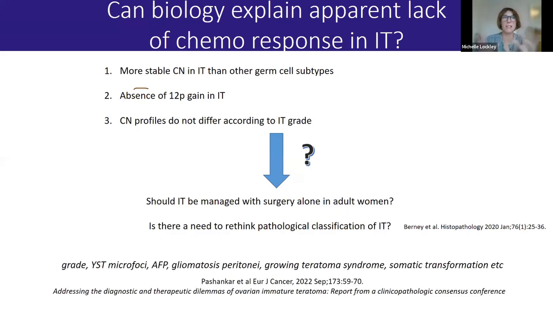There are about 1 million other questions about immature teratoma, which is bizarre considering how rare it is. So things like the role of grade; some people have classified yolk sac microfoci in the past as being okay in IT, and now they're not. They produce AFP. Then we have these benign manifestations, gliomatosis and growing teratoma syndrome, and somatic transformation I alluded to earlier. So for a tiny disease, it's got loads and loads of questions, to the extent that we held a consensus conference. And if you're interested in the small print stuff, we published that as well. So do have a read.